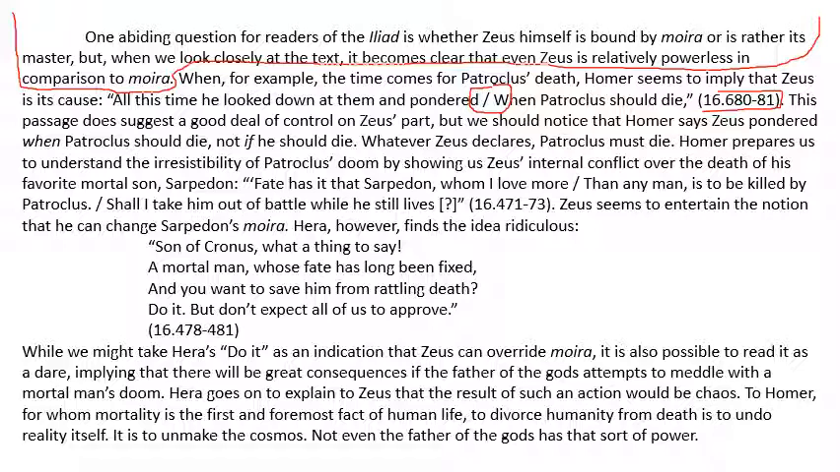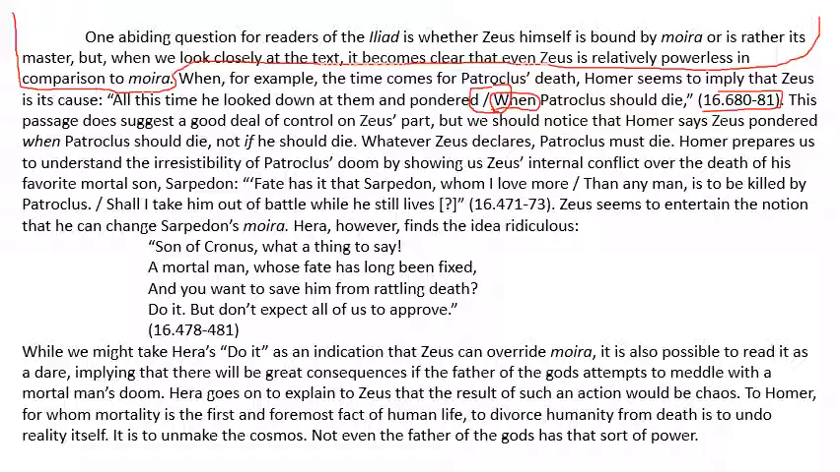And so we have this quoted, and we've just quoted something, so we're going to discuss it. This passage does suggest a good deal of control on Zeus's part, but we should notice that Homer says Zeus pondered when Patroclus should die, not if he should die. So see the analysis being done there. They've taken the language and they've looked closely at it, and they've zeroed in on the words. Oh, it says when, not if. Right, so now we're doing analysis of the language of the poem. So when, not if he should die. Whatever Zeus declares, Patroclus must die.